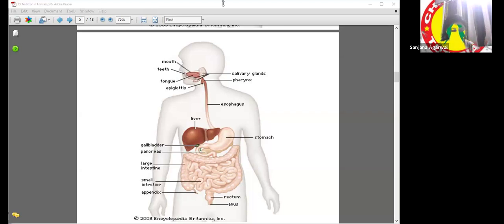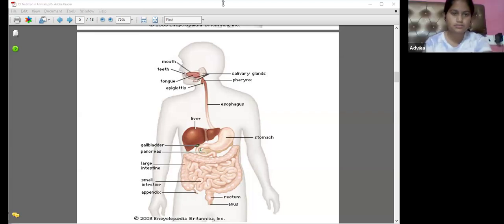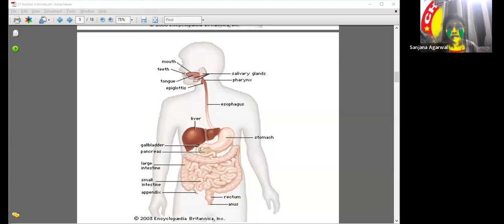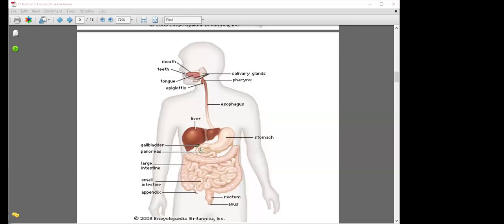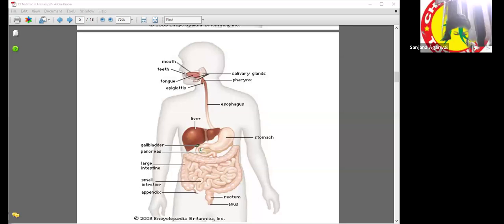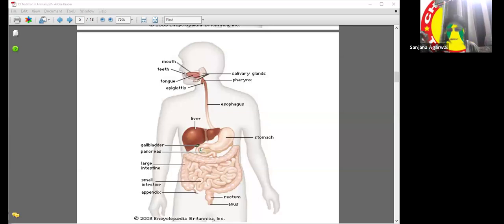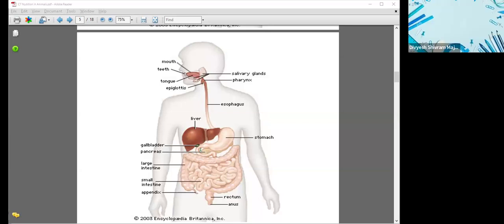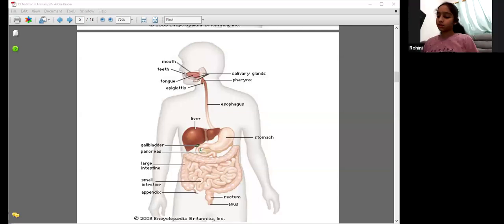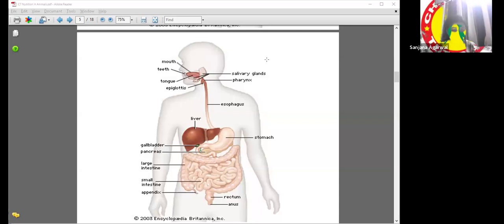After ingestion, what's next? Ma'am, digestion. Digestion is the process which converts complex substances into simple substances by secreting juices to digest the food. Okay. And next step is absorption. We didn't write absorption in detail yesterday. Yes, ma'am. We wrote till digestion only. Okay. Next, put the heading of the absorption.